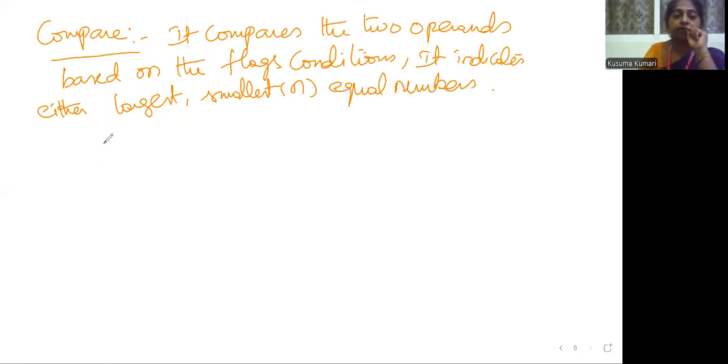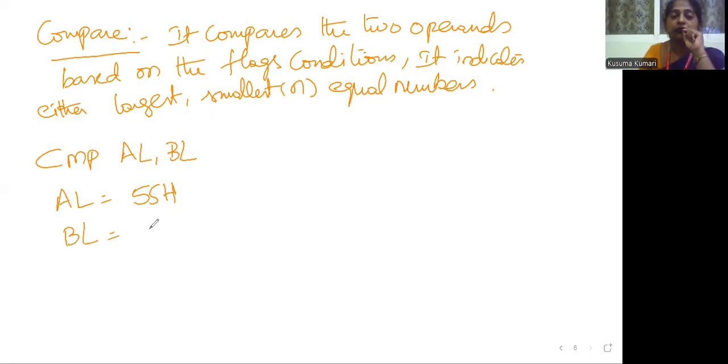Okay, that is the meaning of this. Suppose, for example, compare AL comma BL. Then AL is equal to, for example, 55 hexa, and BL is equal to 20 hexa.